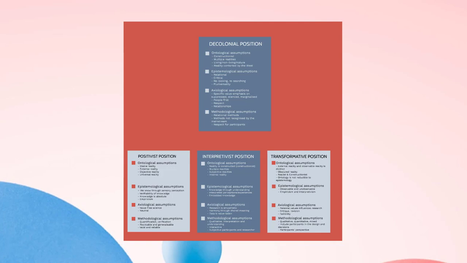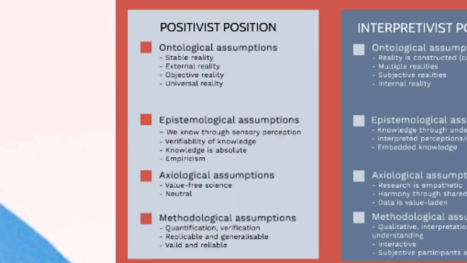Then, the second of the paradigmatic positions, we have positivism. In the context of positivism, positive means being sure about something, being positive about something, in the way that you are not being speculative or tentative.